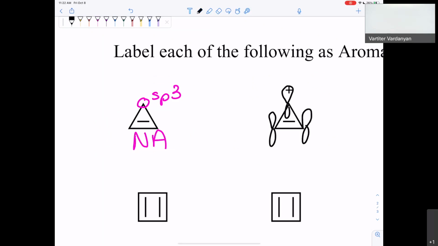We're just going to draw our lovely orbitals, right? And we have a plus charge here, so that means that orbital is empty. And then we know that the double bond is going to have 1 electron in each orbital. So how many pi electrons do we have total? 2. All right, so 2 pi electrons, is that 4n plus 2 or is it 4n? 4n plus 2, so this is aromatic. Cool. Any questions on how I did those two, why they're different?